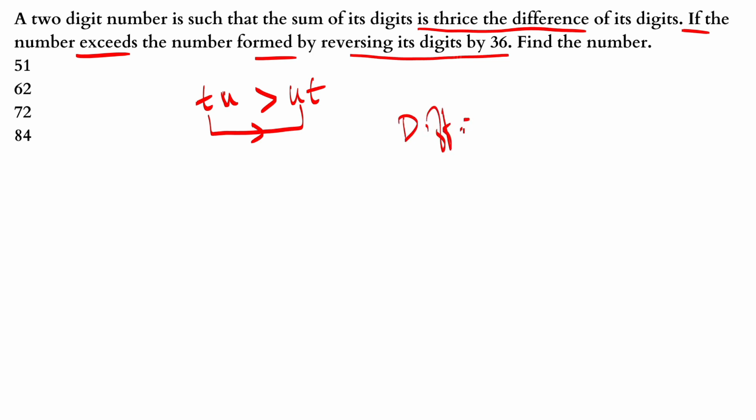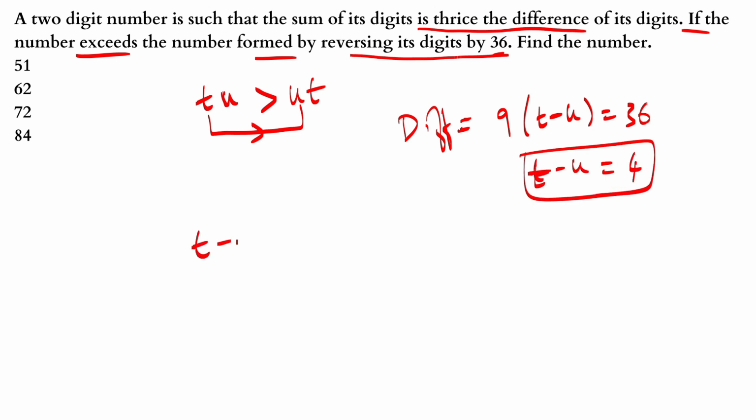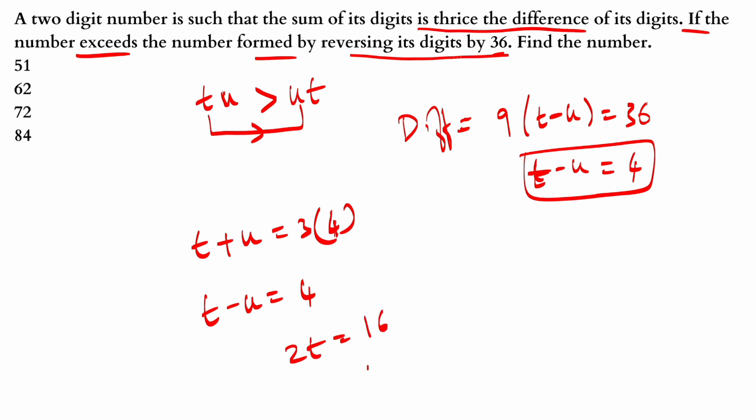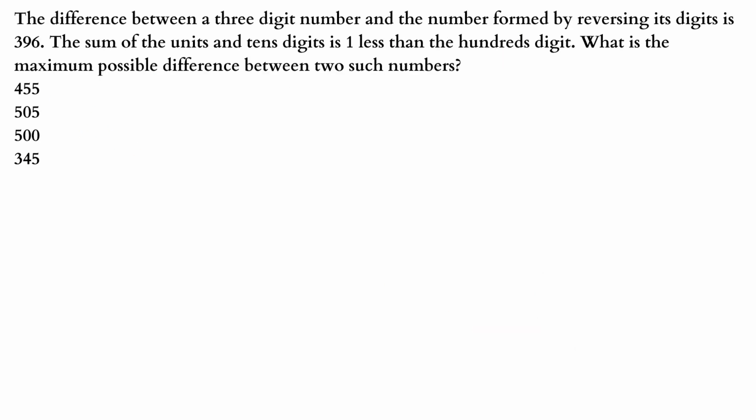So what is the difference formula we learnt just now? Difference is 9 into T minus U. This will be equal to 36 in this case, right? So T minus U is 4. And T plus U is 3 into 4. And here we have T minus U equal to 4, right? We can solve these two equations and we will get 2T is equal to 16, T as 8. And if T is 8, just substitute in one of the equations, we'll get U as 4. Here we are asked to find the number. So T and U, 8, 4, 84. 84 is the answer.